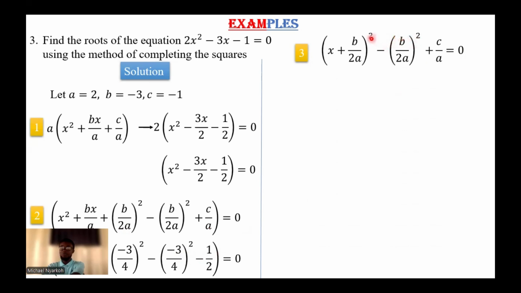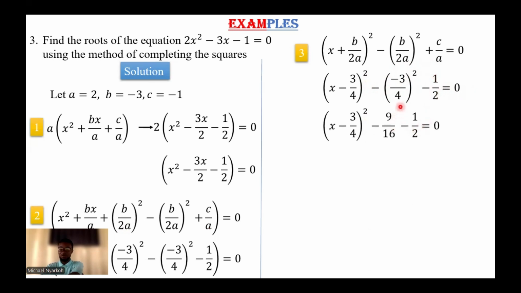This is where we are going to break it up. Okay. So that we have x plus b over 2a all squared minus b over 2a squared plus c over a. Is that okay? So relating that to what we have down here, it's going to give us x minus 3 over 4 squared minus negative 3 over 4 all squared minus 1 over 2. Now this time you only compute what we have here so that you'll be able to get back what we had as negative b squared minus 4ac over 4a squared. Is that okay? Good.